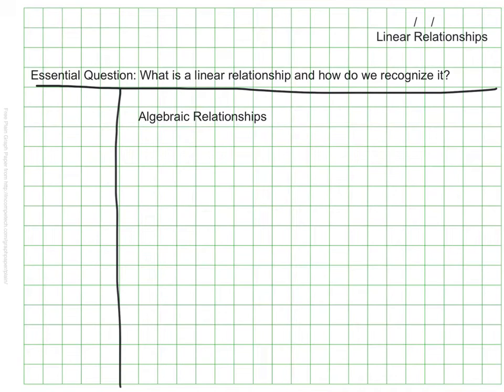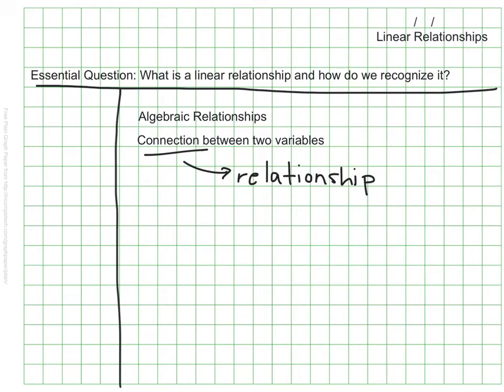We have been working with algebraic relationships. We have seen the connection between two variables such as time and distance. This connection can also be called a relationship. Sometimes that relationship is predictable. In a predictable relationship, when one variable increases or decreases, you know exactly what will happen to the other.